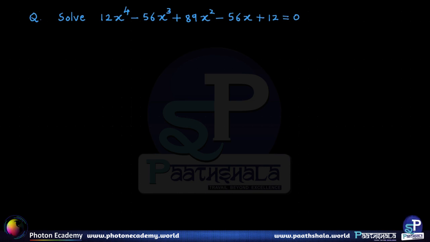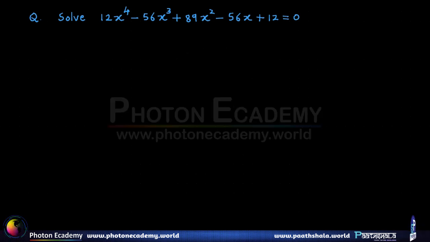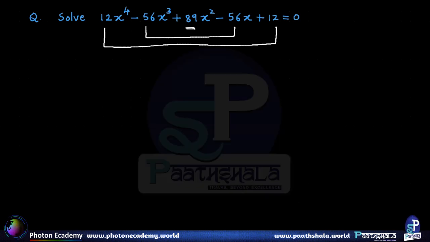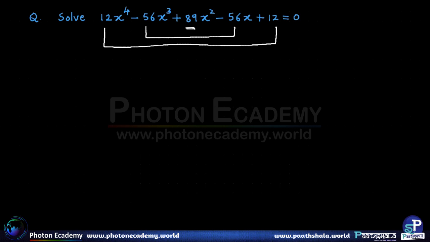Now here we have to solve this equation, which is of degree 4 because it has an x raised to 4 term. If we observe the coefficients of the various terms, we will notice that the first and last are the same, second and second last are the same, and there is a remaining central coefficient. So the coefficients are the same from both sides symmetrically. Now what we do is try to combine the two terms as shown here.